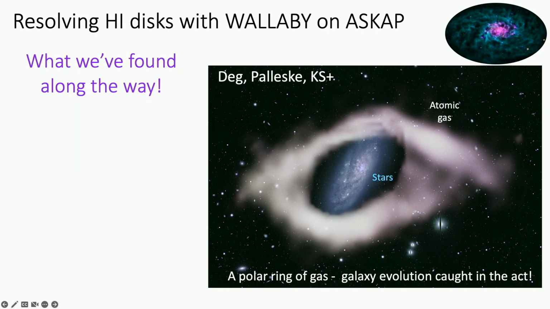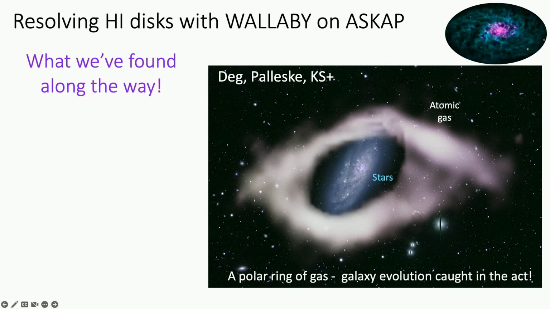For people who know Jianne English, this is one of her art creations, representations of the data. What we think this is, is a ring of gas that's basically at 90 degrees. It's perpendicular to the main disk of the stars. People call this a polar ring galaxy or a polar ring of gas. There are lots of formation mechanisms that have been proposed for polar rings, but one of them is that this is a galaxy that's been accreted by the parent, and what you're looking at is the gas that's being funneled ultimately into the center of the galaxy.